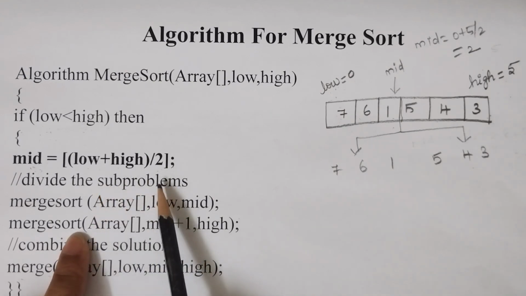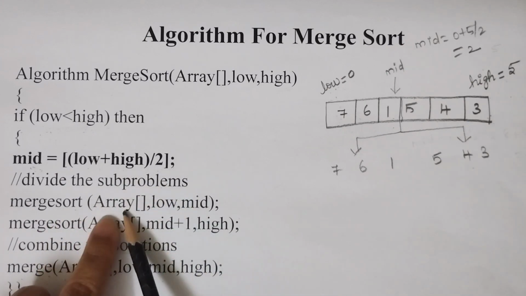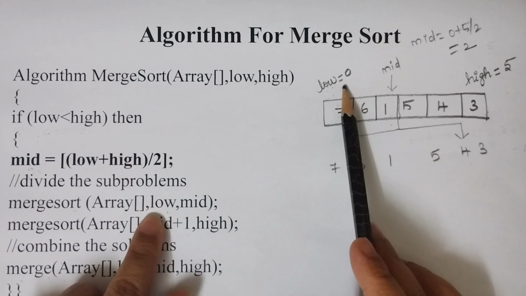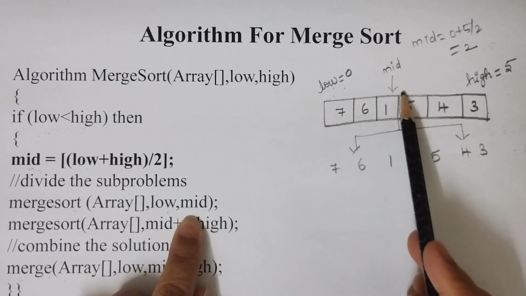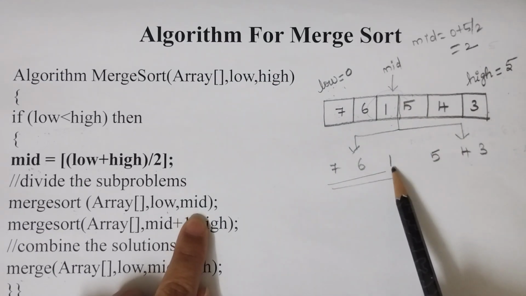You are going to divide the sub problems, and in the first recursive call you can see I am passing an array. With that, what is my low value? Low value is the same low value. And what about my high value? In this sub array, this mid value is my high value. So I am passing this mid value.